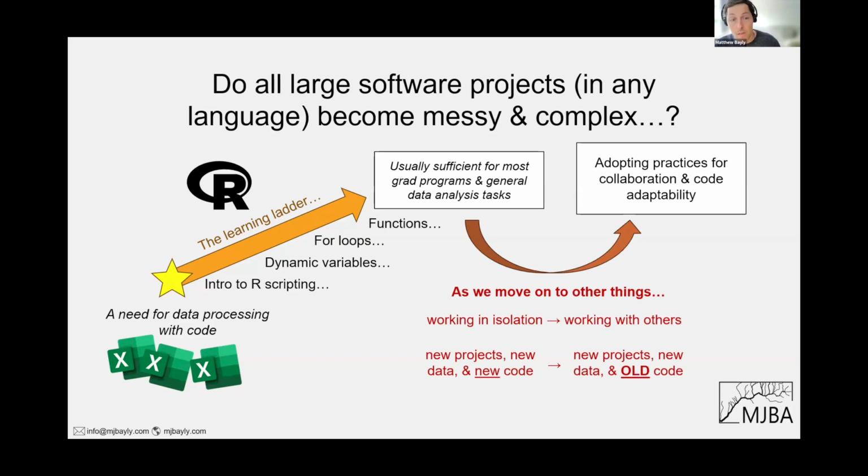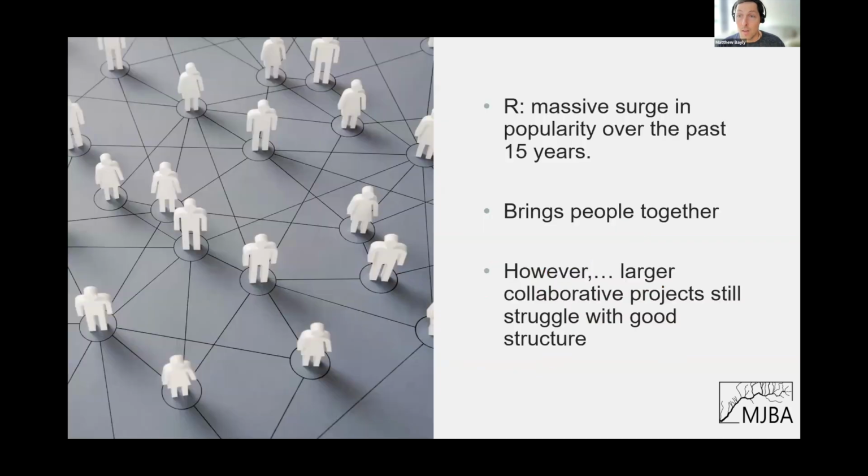We go from working in isolation to working with others, and from always working on new greenfield projects to more brownfield older projects. That's when it really becomes important to adopt practices for collaboration and code adaptability. Why this is so important is that R has surged in popularity over the last 15 years. Almost everyone coming out of any specialized grad program is proficient in it. It brings people together. However, some of the larger projects still struggle with structure and maintainability.